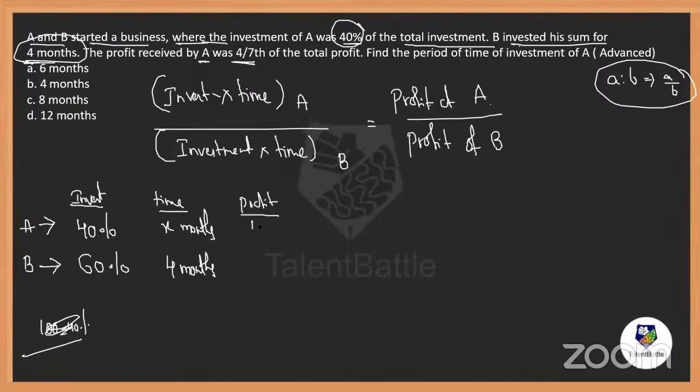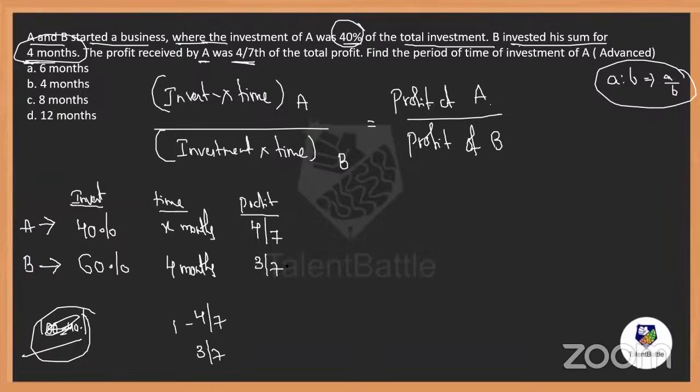Now look at the profit. Profit of A is 4 by 7 of the total profit. If A is 4 by 7, how much will B be? If it is a percentage, we subtract from 100. If it is a fraction, we subtract from 1. So 1 minus 4 by 7 is 3 by 7. So the profit of B will be 3 by 7.